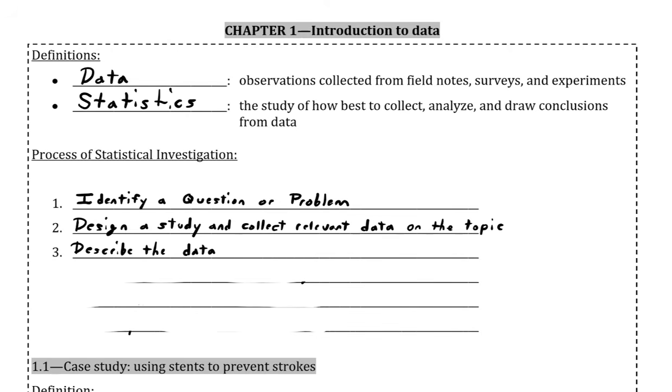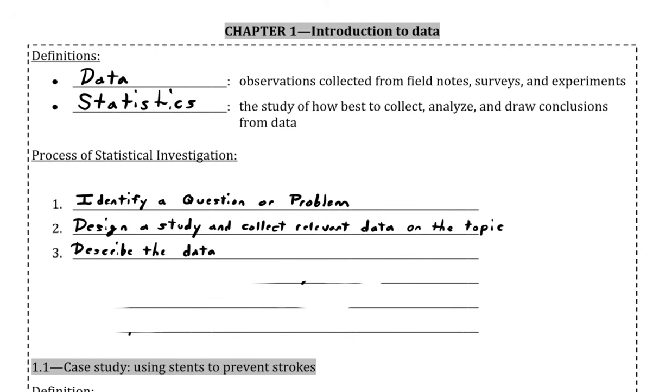Next, we will describe the data, which typically means we will summarize it with tables, graphs, or statistical calculations, such as the mean, which you will learn more about later. This step, combined with step 2, are part of the collecting phase of statistics.